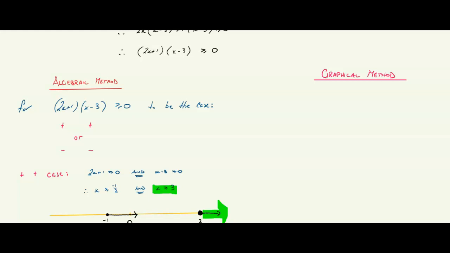So the graphical method. So in this method, as you know, we've got it factorized to 2x plus 1, x minus 3, and then what we do is we take this and we graph y equals that, don't we? We graph y equals 2x plus 1, x minus 3. All right, so we'll go and have a look at the graph of that.